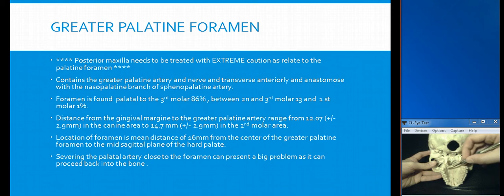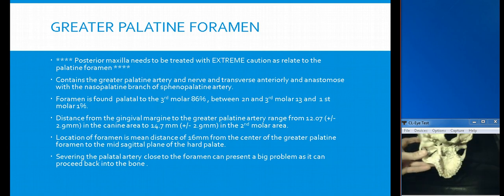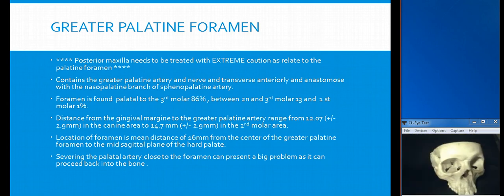So whenever you're at the palatal part, deep down at the third molar, this is what we have to be careful about: the greater palatine artery. The distance from the gingival margin to the greater palatine artery ranges from 12 millimeters, plus or minus 2.9. So that means about 10 to 15 millimeters from the gingival margin around the third molar area is where you're going to find your greater palatine.